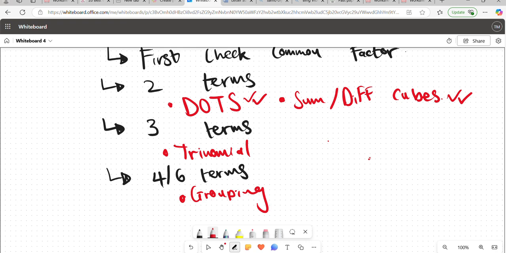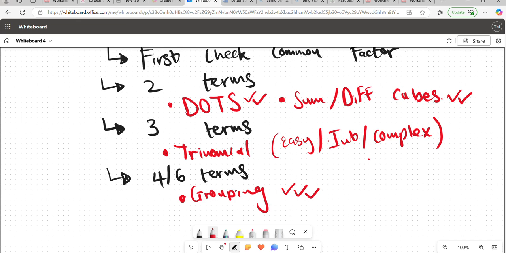Is the first one a cube? Is the second one a cube? And is there addition between them? Right? If there's three terms, then it's almost always a trinomial. You're obviously going to have to go through the easy one, the intermediate one, and the complex one. You check which one it is from those three, right? Then lastly, if it has 4 or 6 terms, it is going to be a grouping.